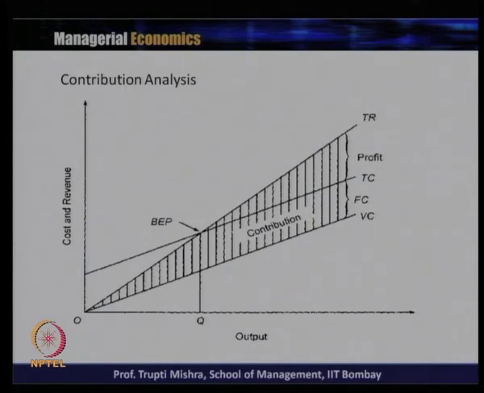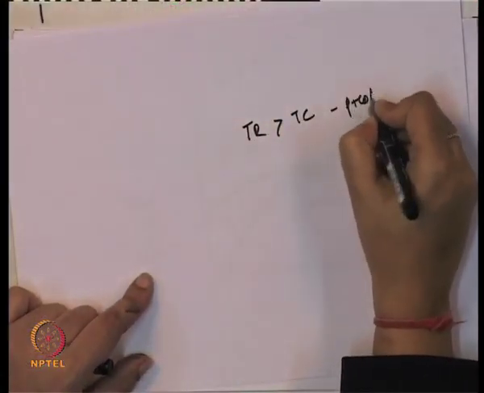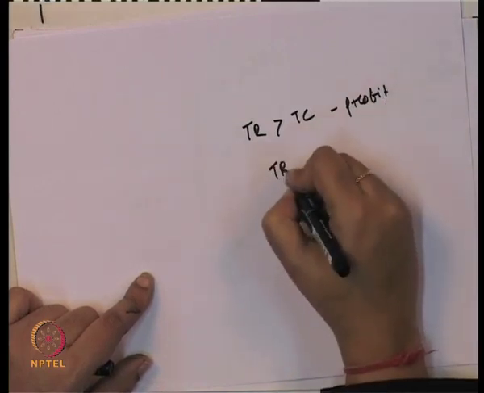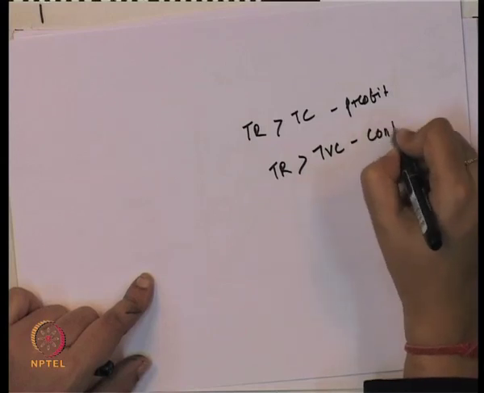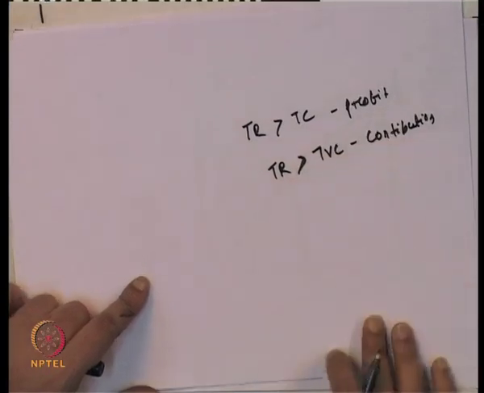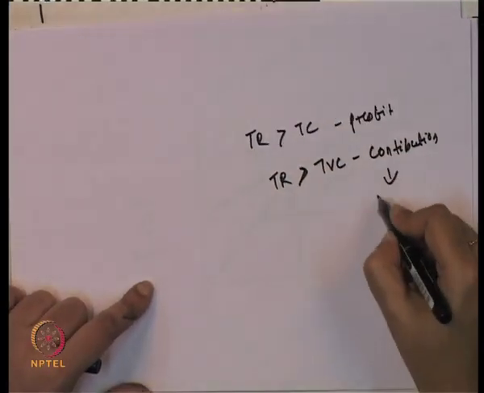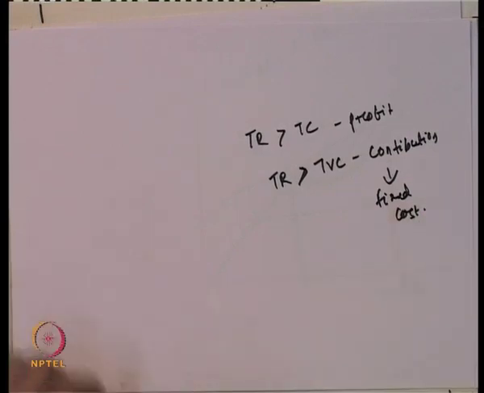The difference between the total revenue and total cost is profit, and the difference between the total revenue and the total variable cost is known as contribution. Okay. So if you look at this, contribution is nothing but also the fixed cost at the breakeven level.